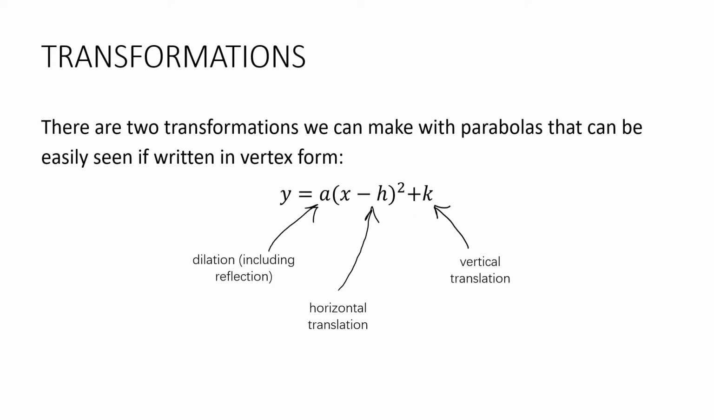Okay, let's move on to transformations. There are two transformations that we can make with parabolas, and they're easily seen if we write our quadratic in vertex form. So there is a horizontal or vertical translation, so that's a shift across or up and down, and there's a dilation, which includes reflection.